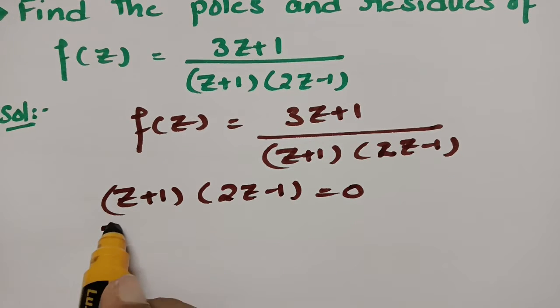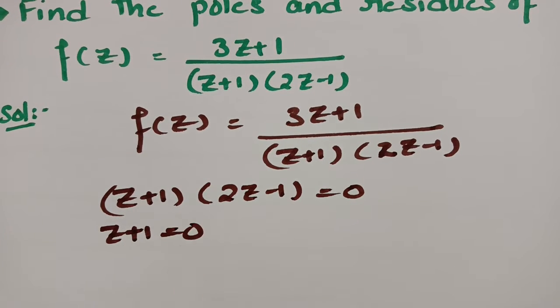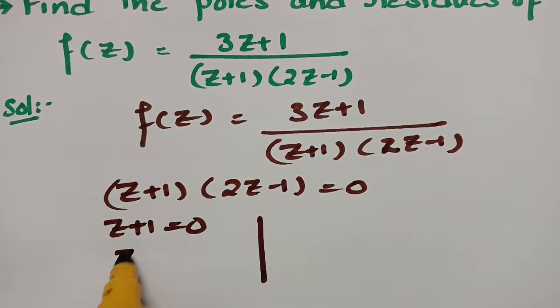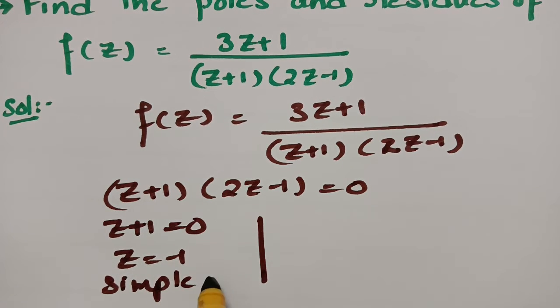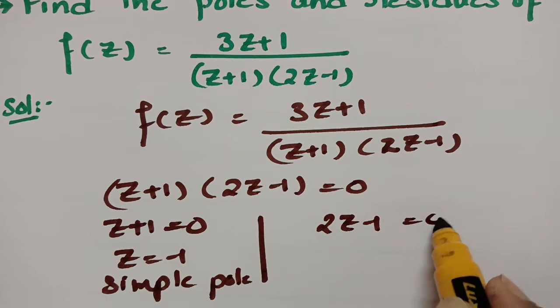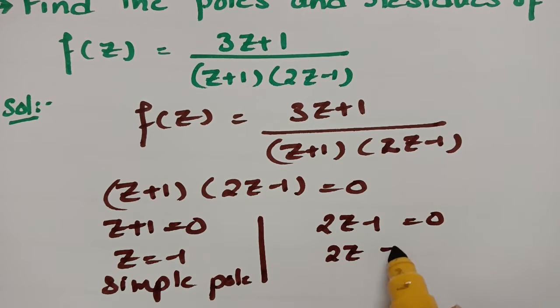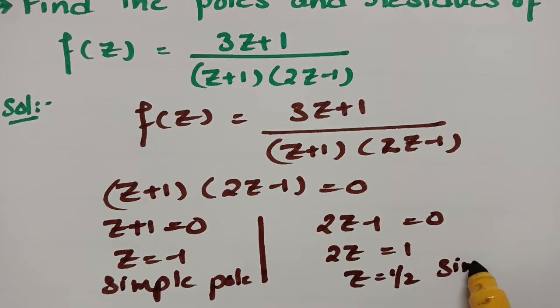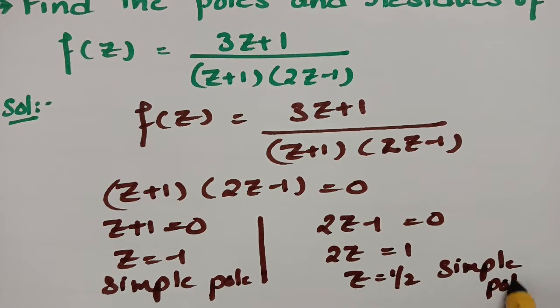If I equate z + 1 to 0, our z value will be -1, which is a simple pole. And for 2z - 1, if I equate this to 0, 2z is equal to 1 and z is equal to 1/2, which is again a simple pole.